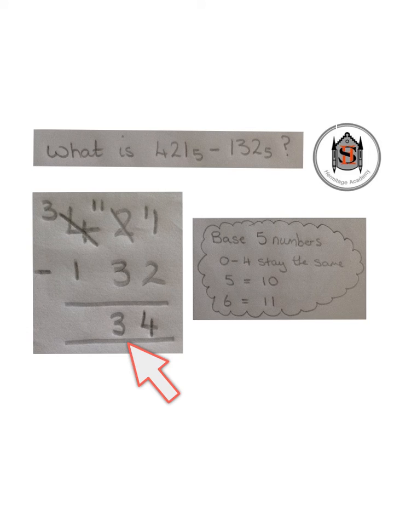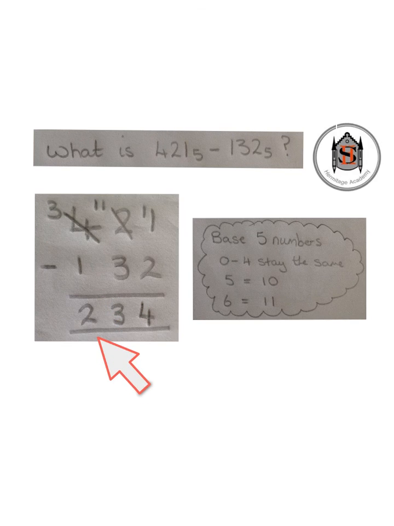And finally, I want to move on to the last part of the sum, which is to do 3 take away 1. Now we all know that 3 take away 1 is 2, and because 2 is less than 5, that will stay the same, so I can put 2 in here as normal. This means that the final answer to 421 in base 5 minus 132 in base 5 is 2, 3, 4.